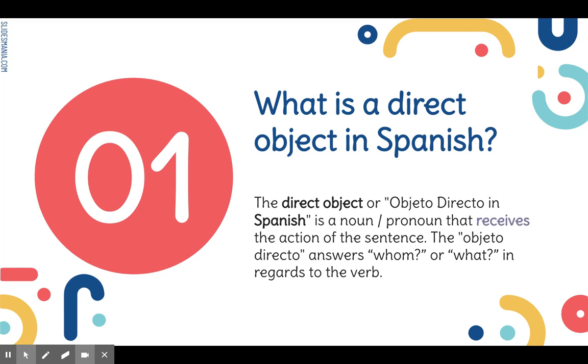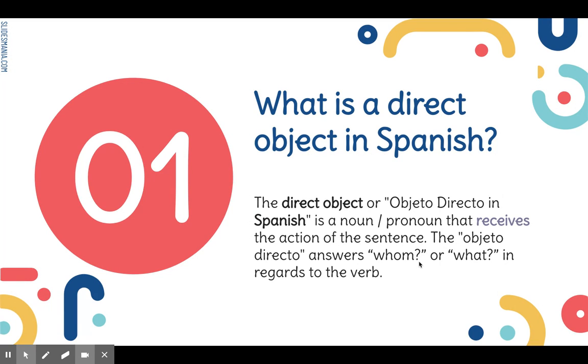What is a direct object in Spanish? The direct object, or objeto directo in Spanish, is a noun or a pronoun that receives the action of the sentence. So the objeto directo answers who or what in regards to the verb.